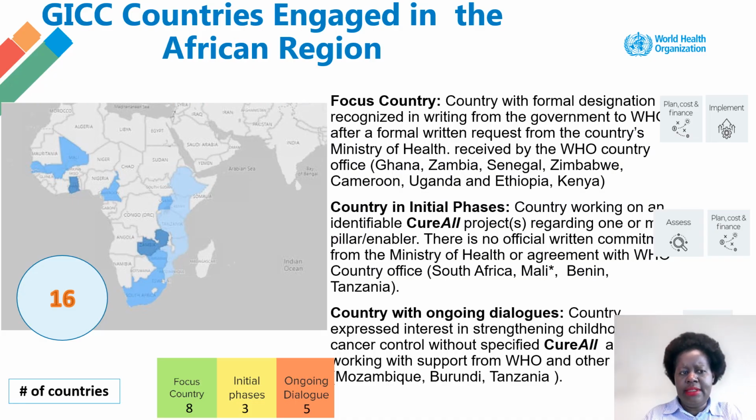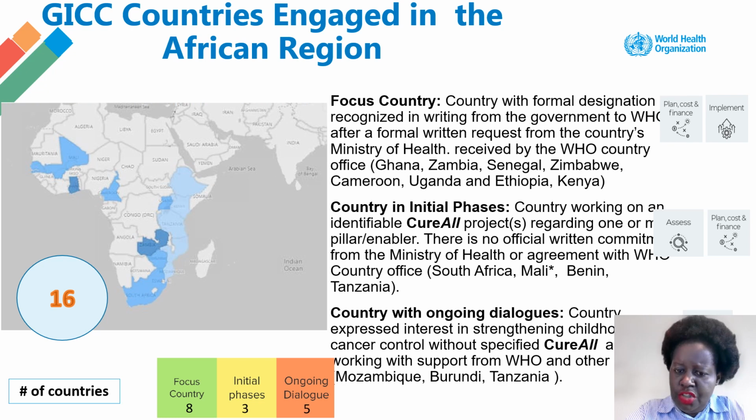Where are we currently? As far as the African region is concerned, currently we have about 60 countries that we are engaged in, with 8 focus countries: Ghana, Zambia, Senegal, Zimbabwe, Cameroon, Uganda, Ethiopia, and Kenya. These are countries that have formally written to the WHO and have formally met the criteria that I talked about. They've alluded to it and how this is being implemented.